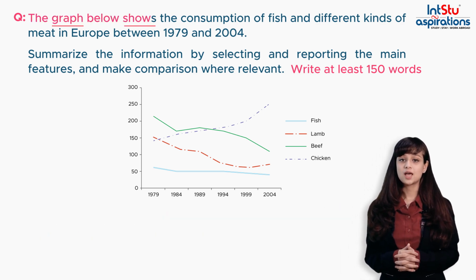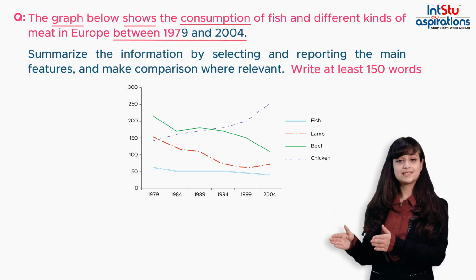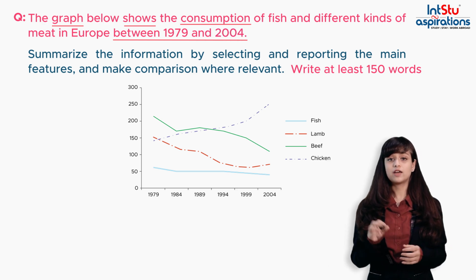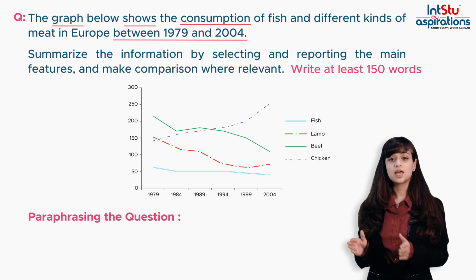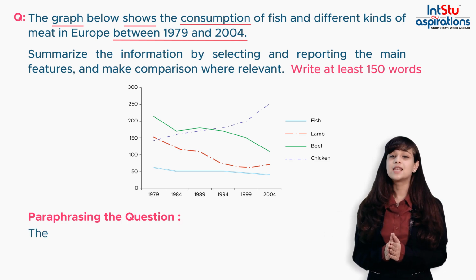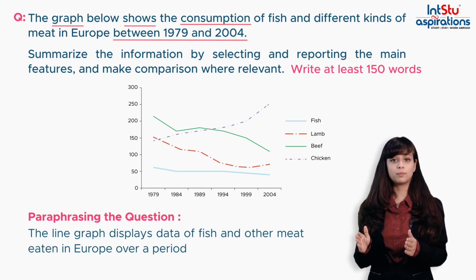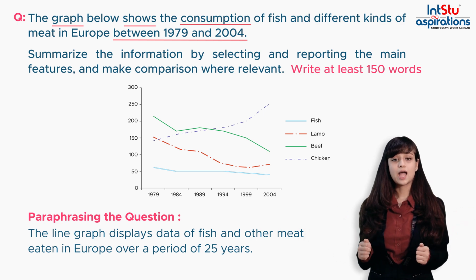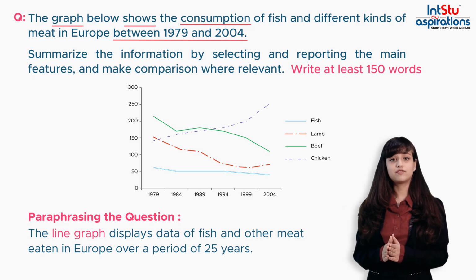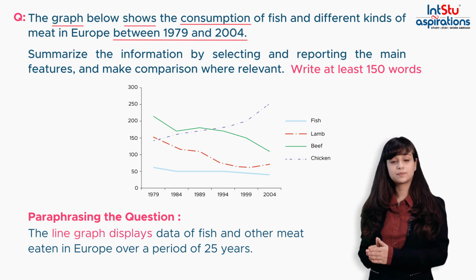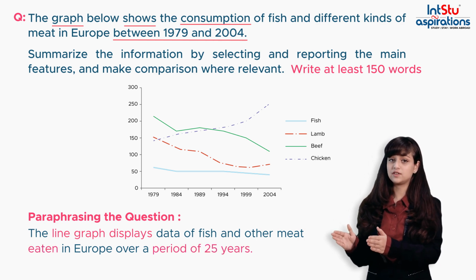This is the question. The graph below shows the consumption of the fish and different kinds of meat in Europe between 1979 and 2004. I have underlined the keywords for you. Now we will rewrite the question using synonyms of the keywords. The line graph displays data of fish and other meat eaten in Europe over a period of 25 years. I have first mentioned that this is a line graph, and then I have replaced shows with displays, consumption with eaten, and the duration of time, that is 25 years.